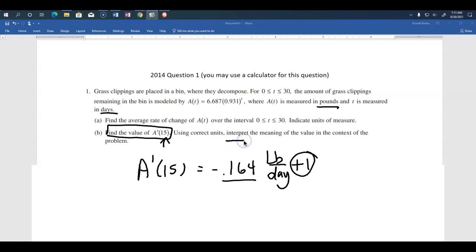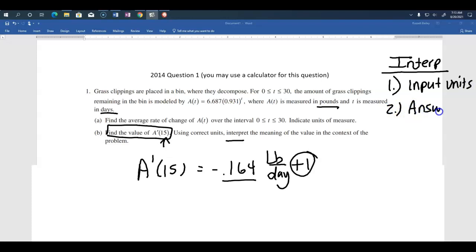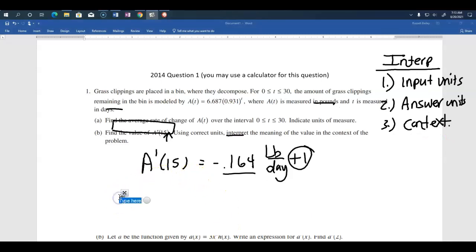When you do an interpretation, you have to include 3 things. Your interpretation should include the input units, your answer units, and it should also include the context of the problem. In other words, what's this story problem about? Okay? So I'm just going to write the answer of the interpretation up there, and then I'm going to explain all the pieces of it to you. Okay? So here we go. Here's how you would interpret this particular problem.